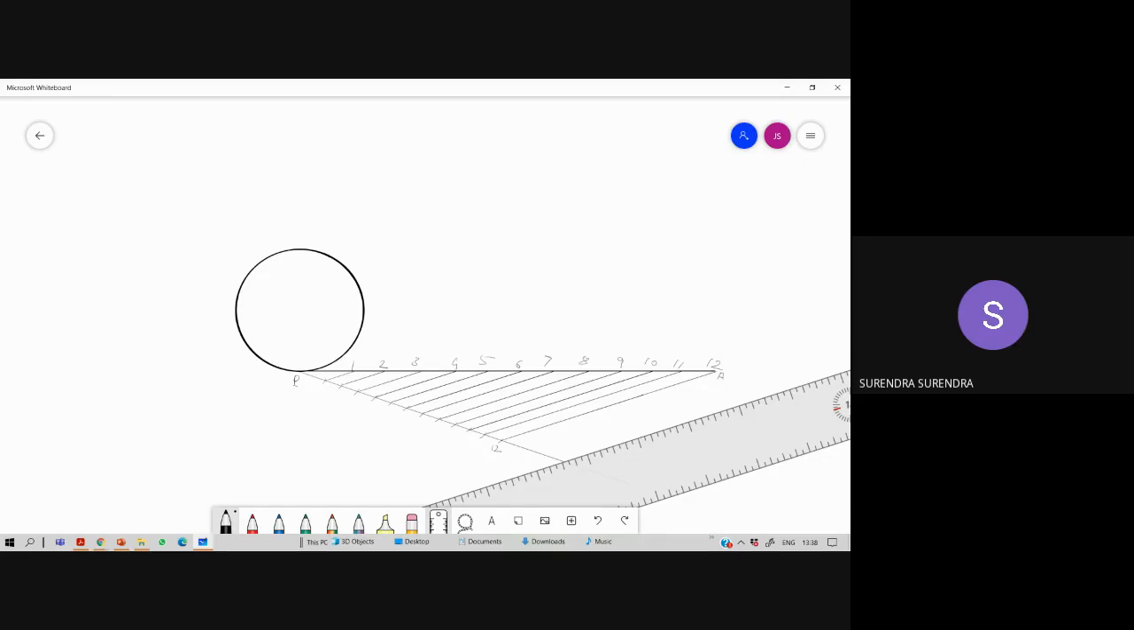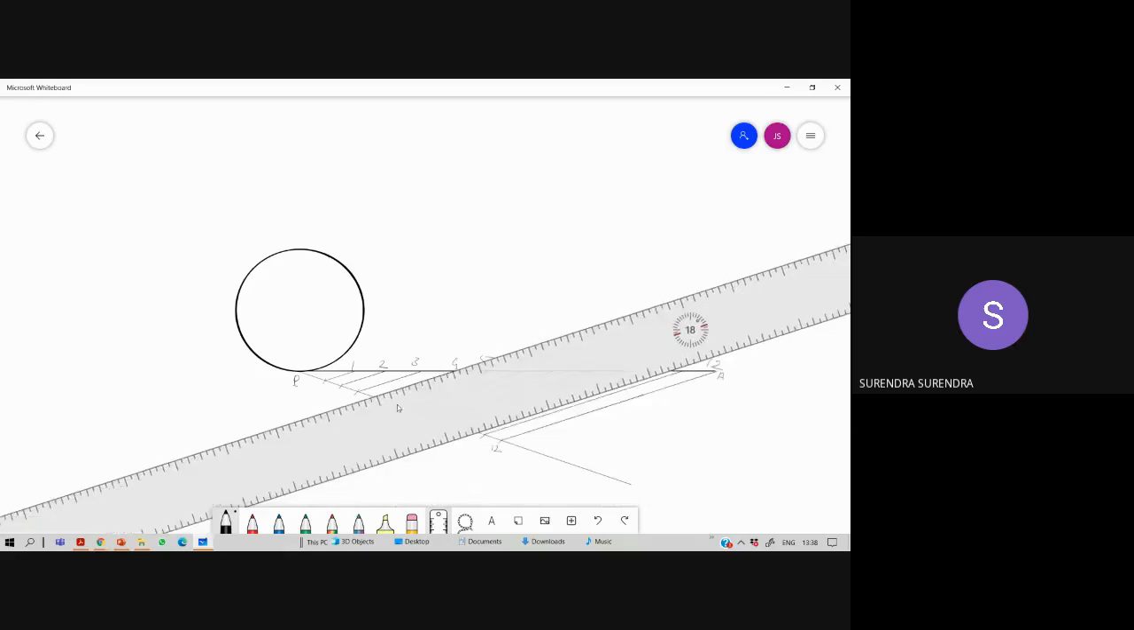Suppose you are winding a thread, then the initial length is equal to the circumference, and finally it becomes 0. So the numbering must be given in the reverse order. So it depends on the problem how to give the numbering. If it is an unwounding problem, we'll start it from P to A. If it is a wounding problem, we'll give the numbering in the reverse order, 1 to 12.